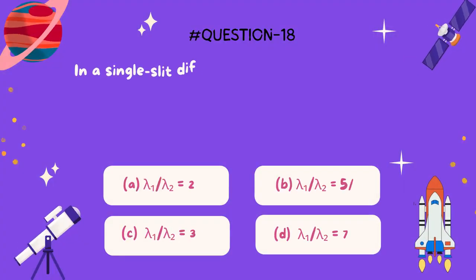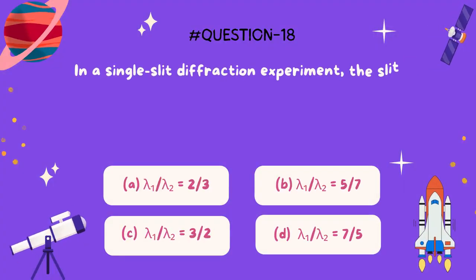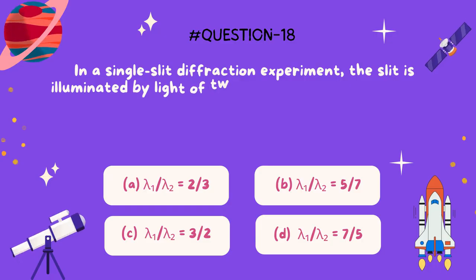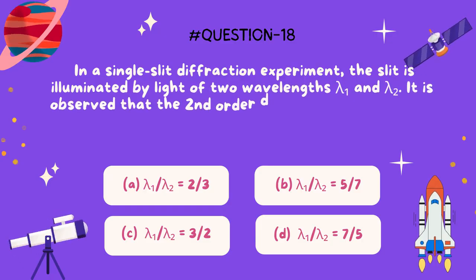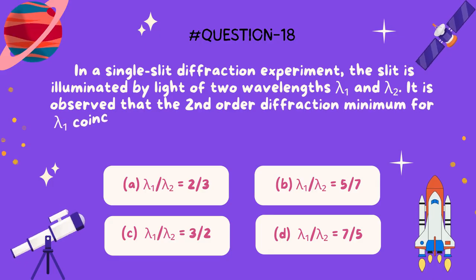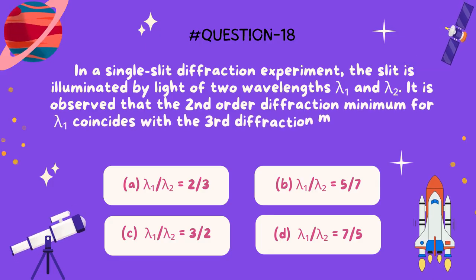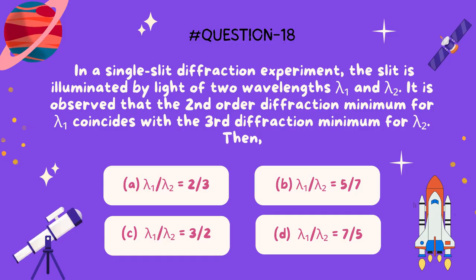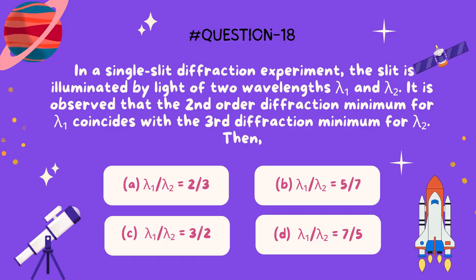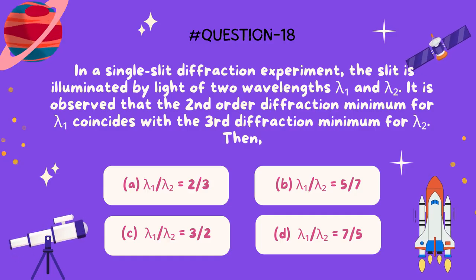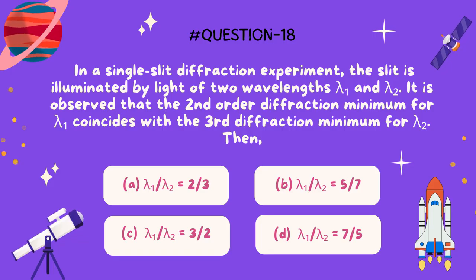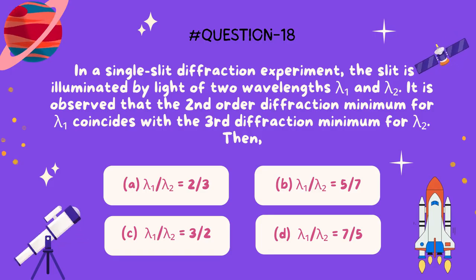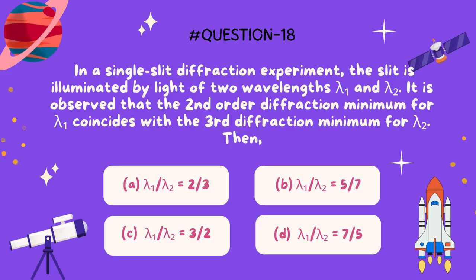by 2. 18. In a single-slit diffraction experiment, the slit is illuminated by light of two wavelengths, lambda sub 1 and lambda sub 2. It is observed that the second-order diffraction minimum for lambda sub 1 coincides with the third diffraction minimum for lambda sub 2. Then, A. lambda sub 1 divided by lambda sub 2 equals 2 divided by 3.